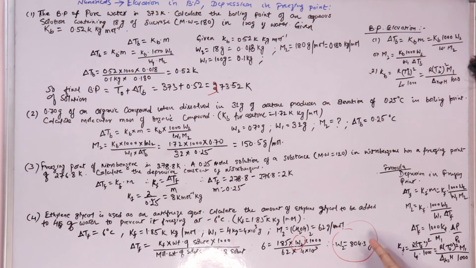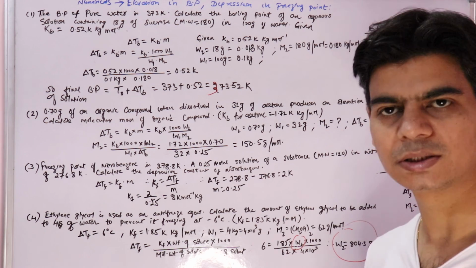This much ethylene glycol we need to add to 4 gram of water. So you just need to understand and make sure that the units are the same.